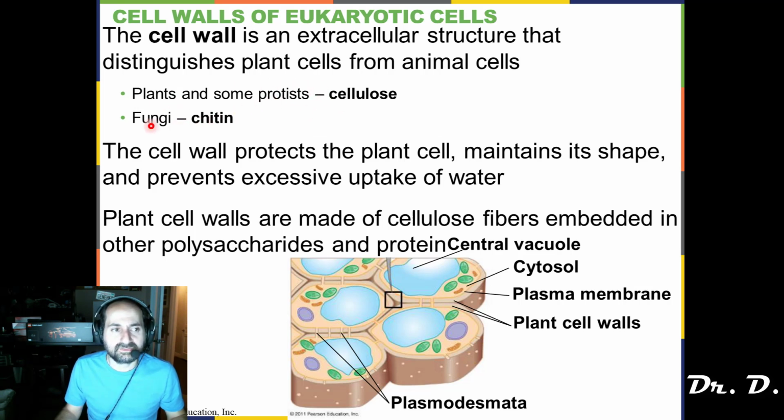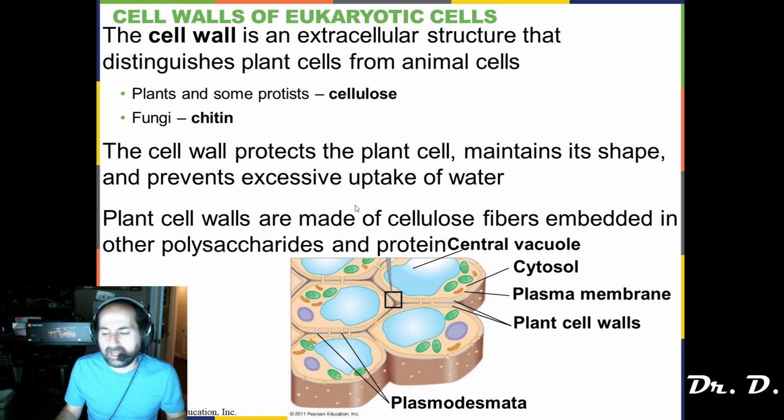Okay? Whereas fungi also have a cell wall. Fungi are eukaryotic, remember, like mold and yeast. Fungi also have a cell wall. That cell wall is made of chitin, which is also based on glucose, but you don't really need to know that. Just know that fungi have a cell wall of chitin. Plants and some of the protists have a cell wall of cellulose.